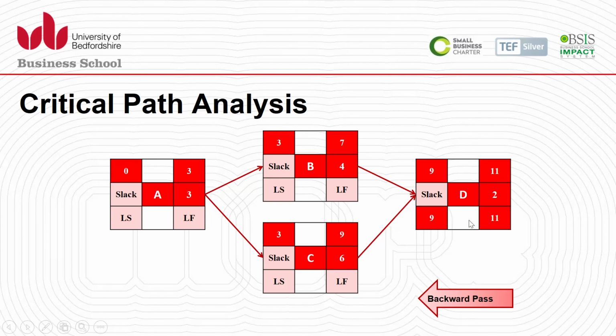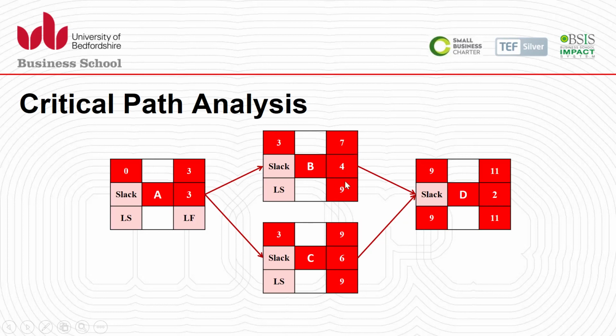So we will put 0 here as the slack, that's the float. The float in this case is 0, because 11 minus 11, 9 minus 9, the answer is 0. So we put this 9 as the late finish for the president activity.